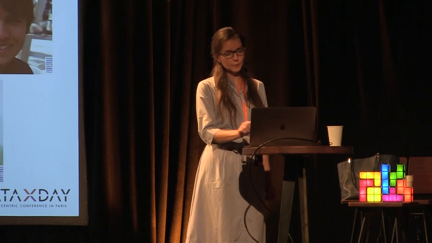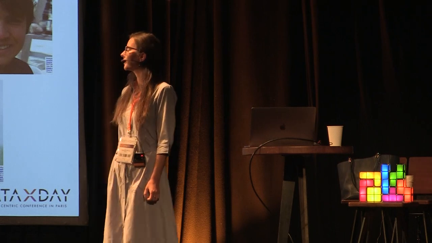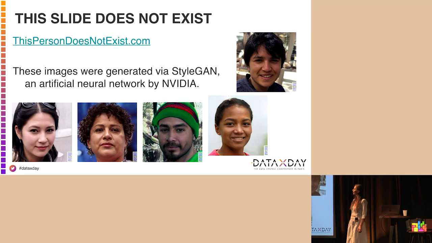So, generating content with AI. If you follow the AI news, you have probably seen this website in the recent months. It's called thispersondoesntexist.com. What happens when you go to the website is that every time you hit refresh, you get a new person, a new picture of a person's face. So these are some of the ones I got. Something that's kind of both fun and creepy is that none of these people actually exist. They all come from the imagination of an artificial neural network called StyleGAN that was developed by NVIDIA.